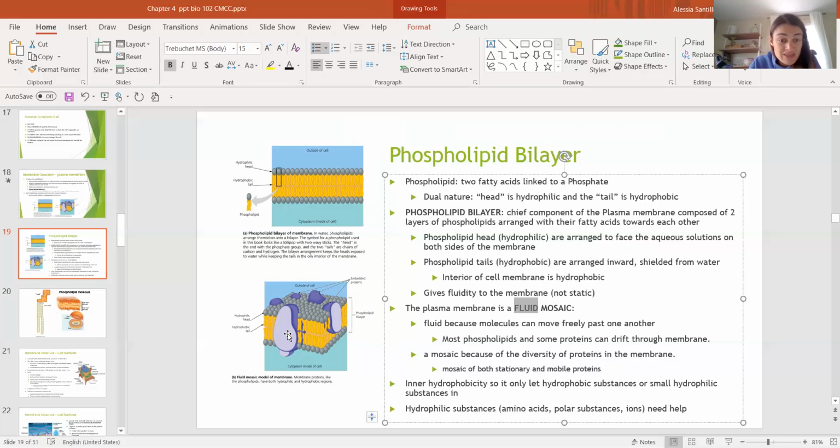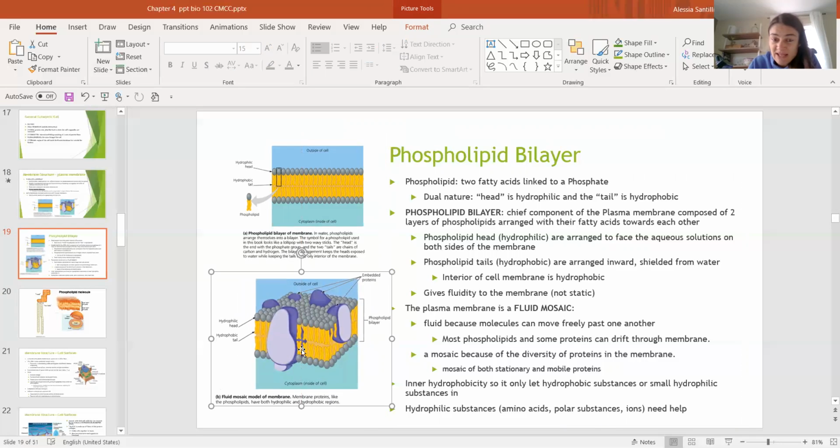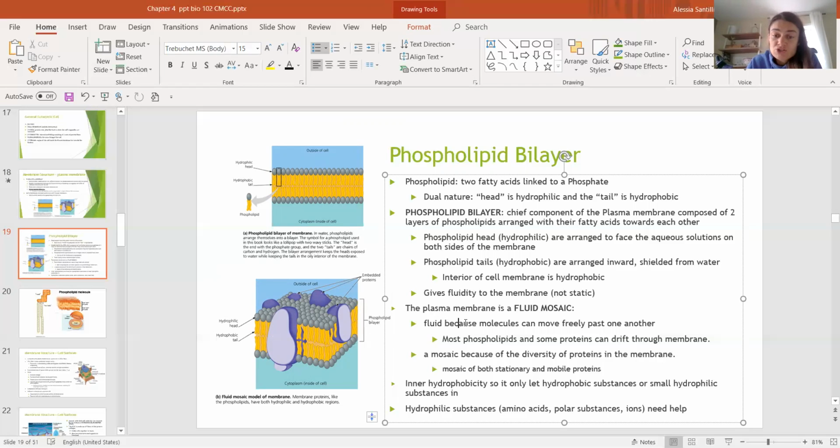In fact, you see here, the plasma membrane isn't just made out of phospholipids. That's the reason why we have a plasma membrane, but we can also add specific proteins to it, right? Different proteins, different things to make the cell specific. We have things jutting out and embedded within the plasma membrane. These things aren't necessarily static, meaning they're not necessarily immobile. They can actually travel across the plasma membrane, switching places wherever. So it's fluid because molecules can move freely past one another. Most phospholipids and some proteins can drift through the membrane as well.